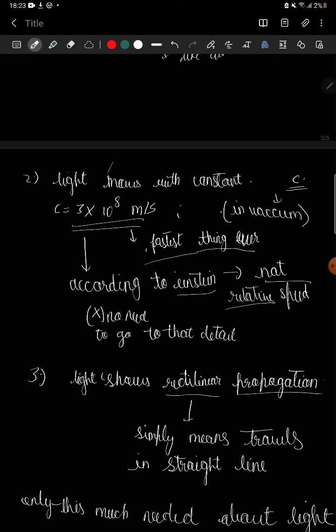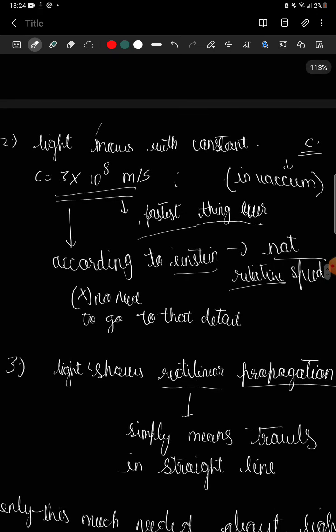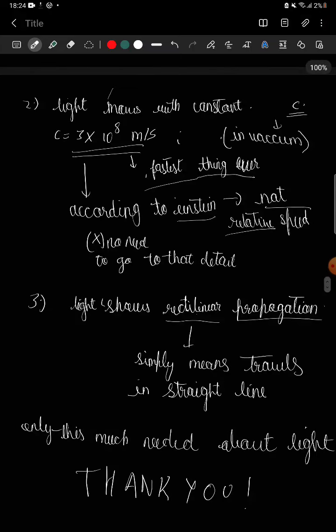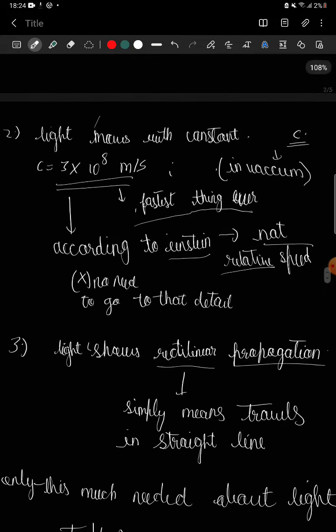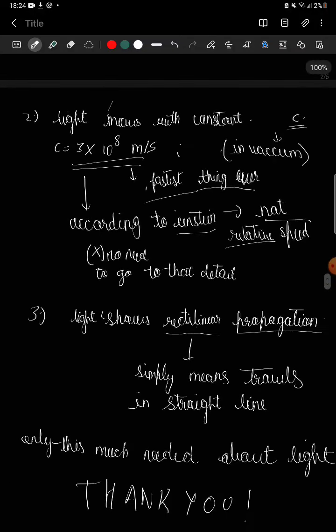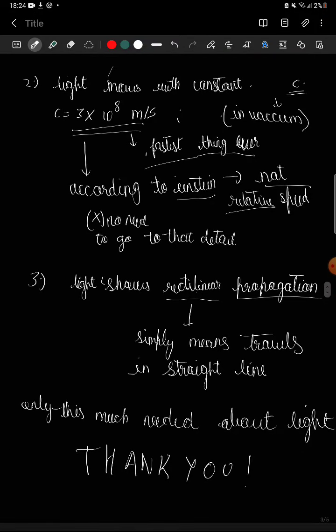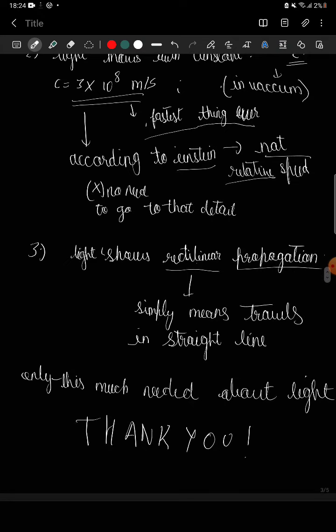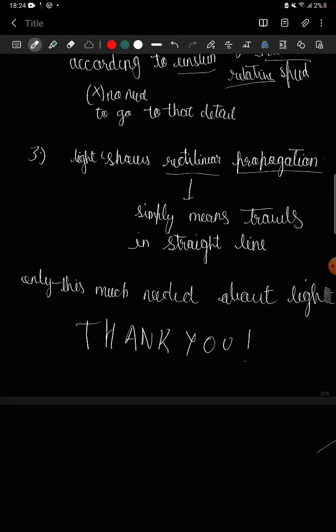I don't actually know how that works, but you don't have to actually know the principles and all that stuff. We are studying classical physics, so we will study classical physics. Everything here was mostly given by Newton, and Newton did not know about that stuff. Newton thought of light only as particles. So light shows rectilinear propagation. Rectilinear propagation simply means that it travels in a straight line. Right, simple. And you only need this much about light in the syllabus of geometrical optics.